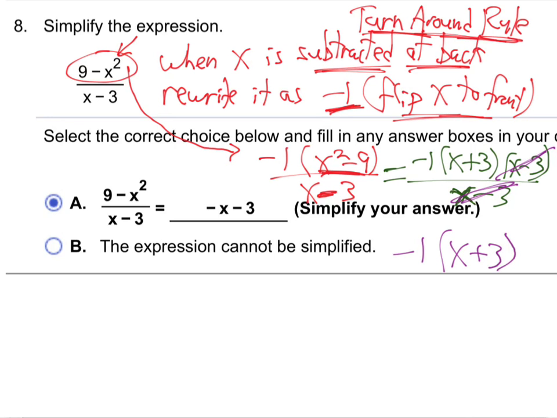-1 times x plus 3, which you could leave that way, or you could re-multiply it. That's what they did. See how they got minus x minus 3? It's fine, really, either way. Is that making sense? That's the final answer. See what happened there? If x is subtracted at the back, put a -1 in the front and flip x to the front. And then just go about your normal factoring business on that one.